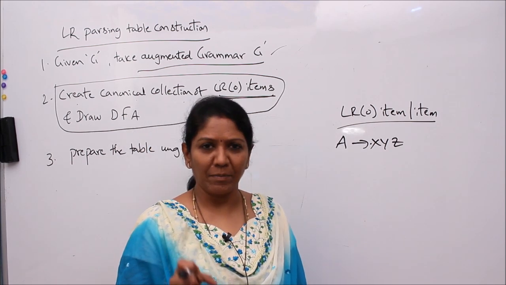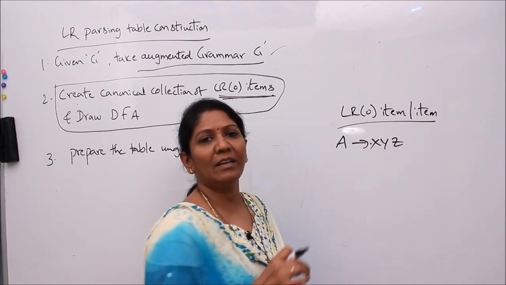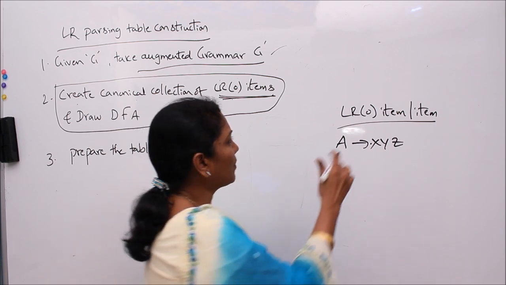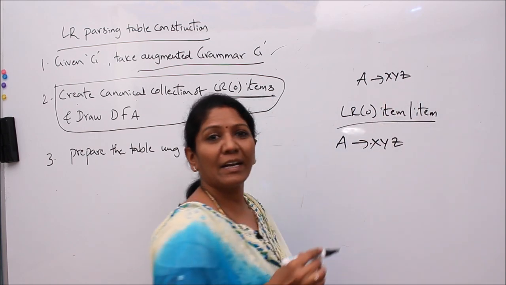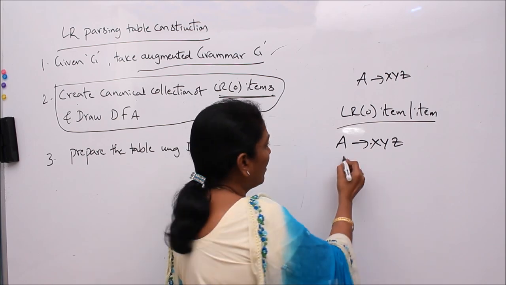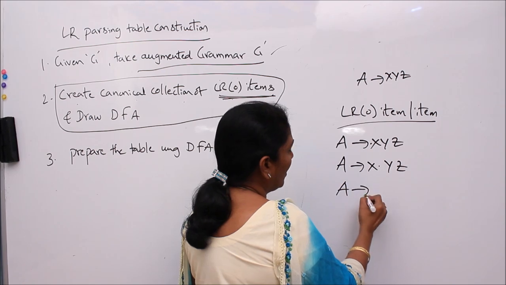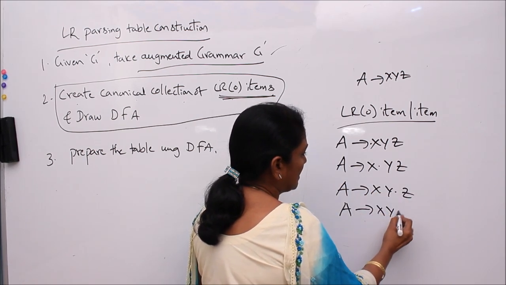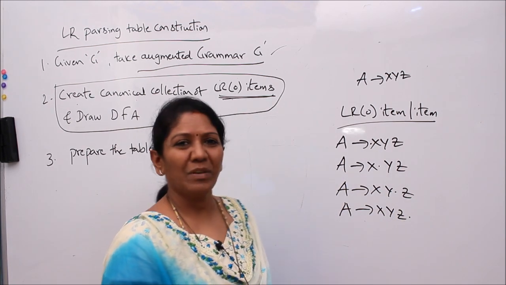Definition: a grammar rule with a dot at any point on the right hand side is an item, or LR0 item. So if you take a production something like A → XYZ, how many different LR0 items can I get? I can put the dot at the beginning, or after X, or after Y, or after Z. 4 different items I get. So the definition is very simple.